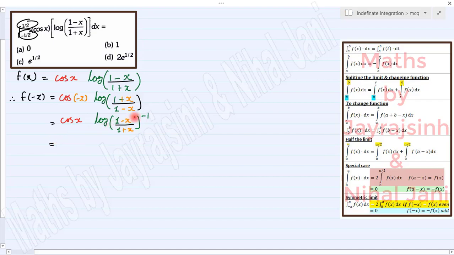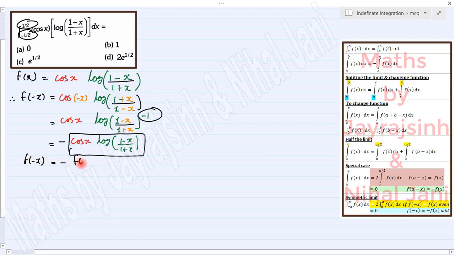And according to the property of log, this minus sign will go outside as a multiplication of the log. So here we'll get minus cos x into log of 1 minus x upon 1 plus x. So here we get the whole function of x. So f of minus x is simply minus f of x. So we can say our function is odd, and therefore the integration is 0, which is given in option A.